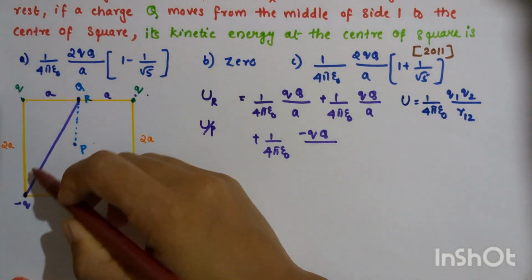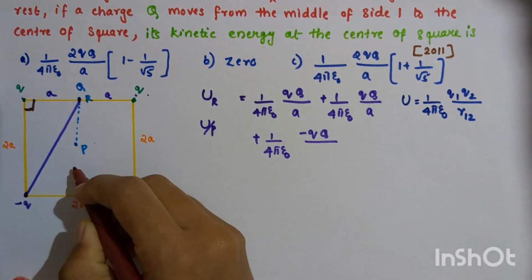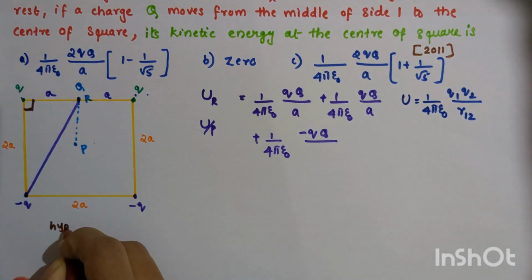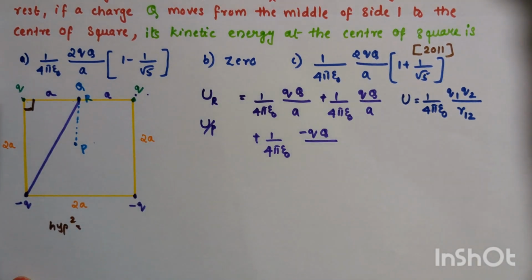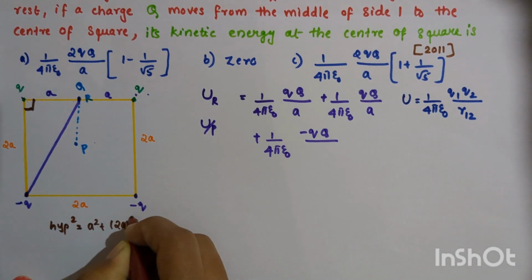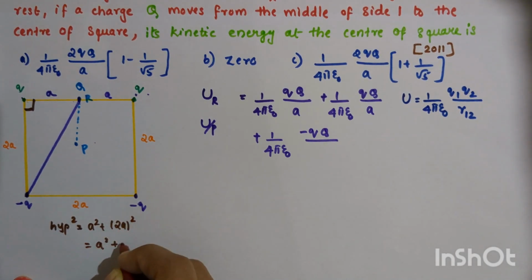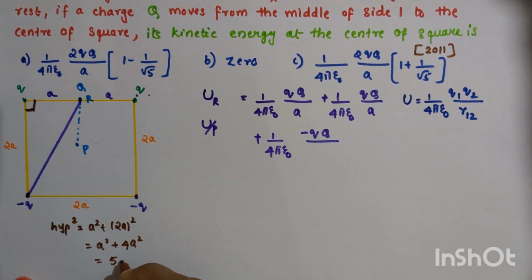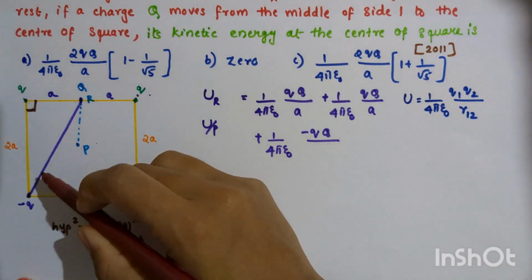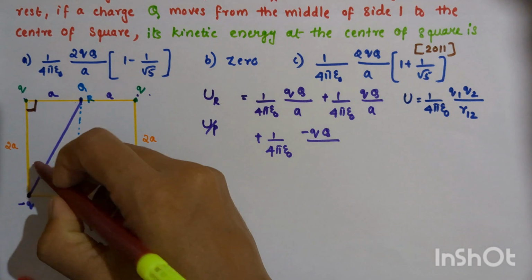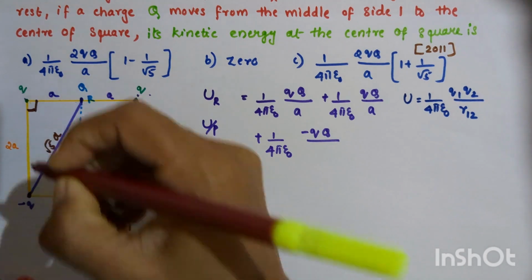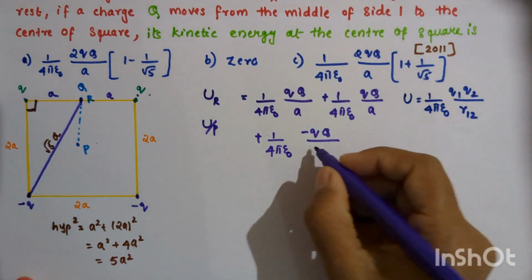Now to get this distance, you see this is a right angled triangle, so this is the hypotenuse of this triangle. We know that hypotenuse square is equal to base square plus altitude square. That is, a square plus 2a the whole square, which is a square plus 4a square, so this is equal to 5a square. That is the square of the length of this side. So the length of this side will be the square root of 5a square, which is root 5 a.